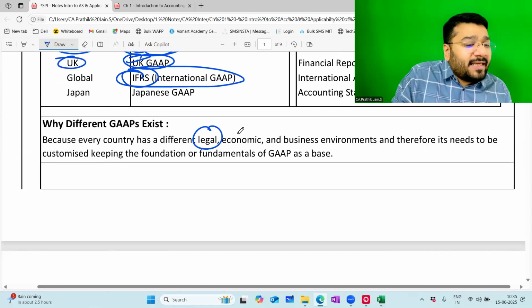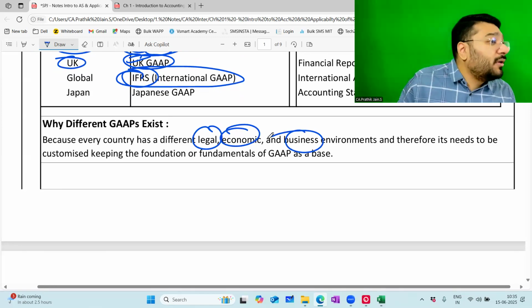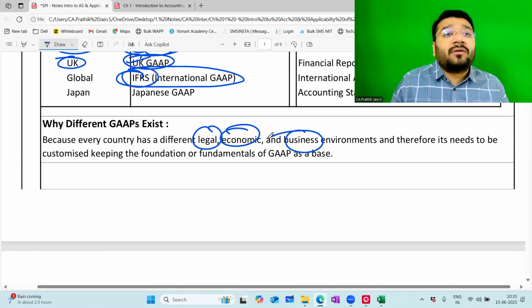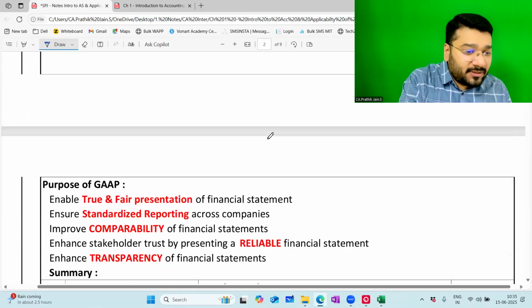Why different GAAP? Because every country's legal, economic, and business environments are different. So according to that, you try to come out with your own standard principles for accounting the transactions, presenting and preparing the financial statements.